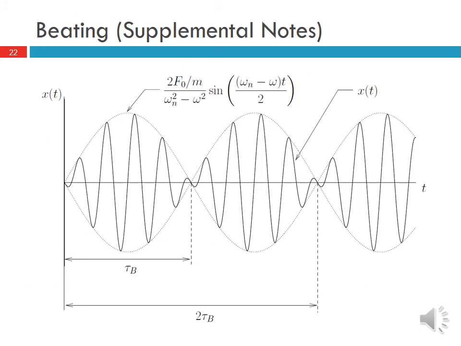So this is what the beating response looks like. We have two frequencies in the response: one is p minus omega and one is p plus omega. The p plus omega is the high frequency component, and the p minus omega is the slowly varying, lower frequency component here. Just in the notation here, this omega n is p. So this type of response is characteristic of this phenomenon called beating.